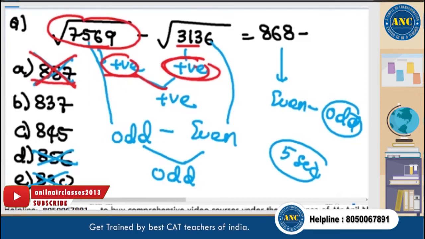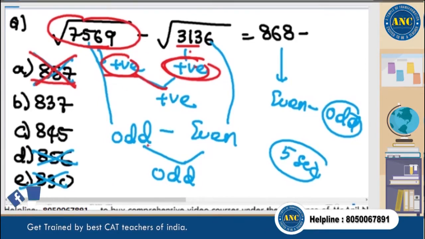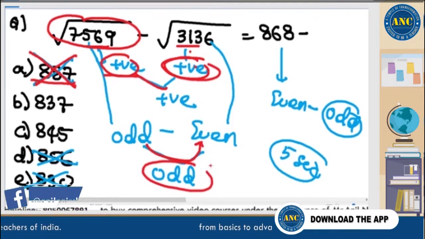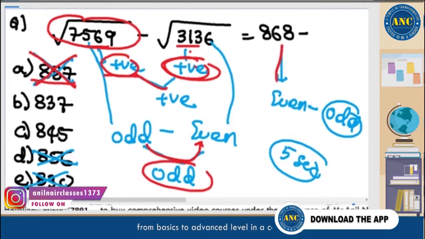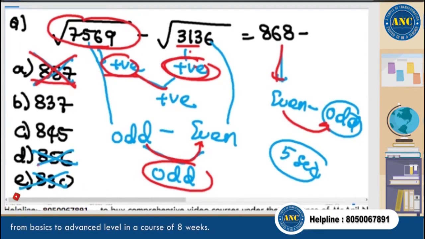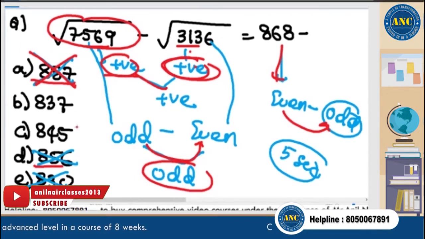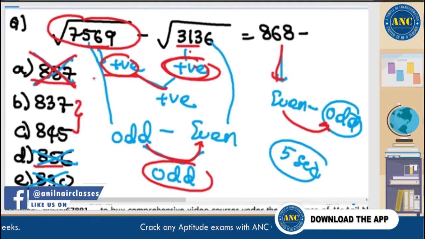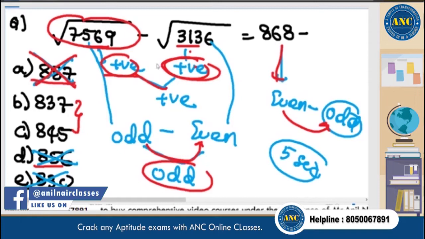887 is incorrect. This is an odd number, this is an even number. Odd minus even is odd. The answer should be odd, so an even number is wrong. Even minus odd only should be odd. So 856 and 830 are eliminated. Now we are stuck between these two options. Which one is right?